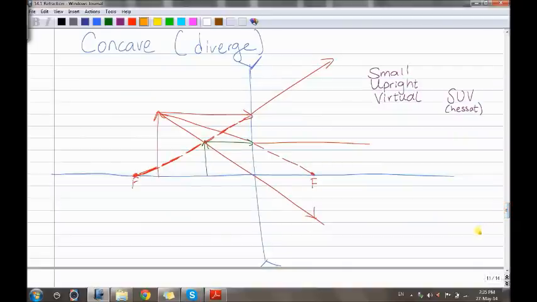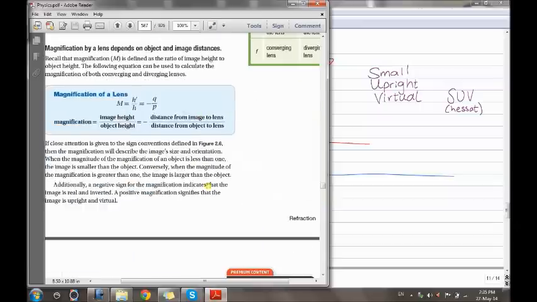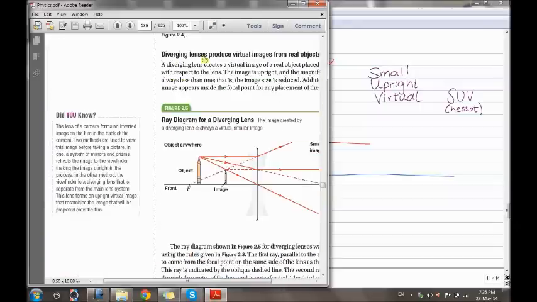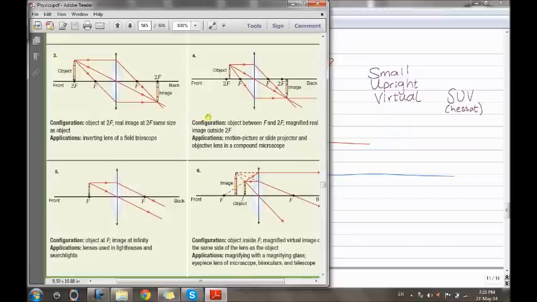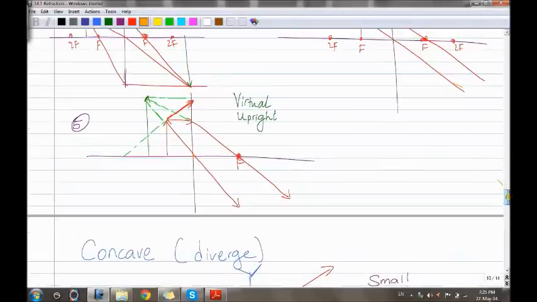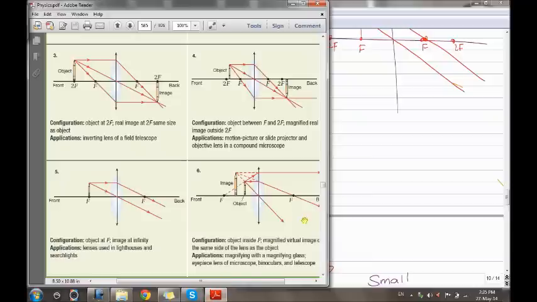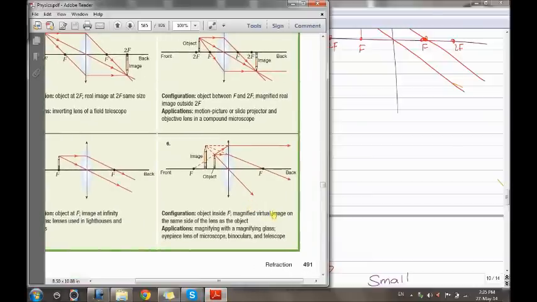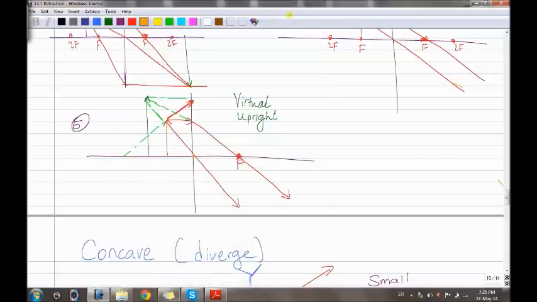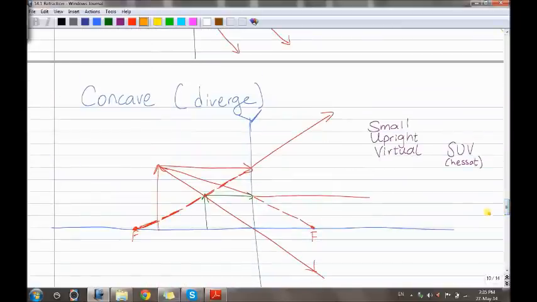Now we have the concave lenses. For the concave lenses, the rays diverge, which means they do not meet in a focal point. So first we'll draw. For this one, let's check where is the focal point. This is the focal point, yeah. Okay, so now back to the concave lenses. So the rays here will diverge.